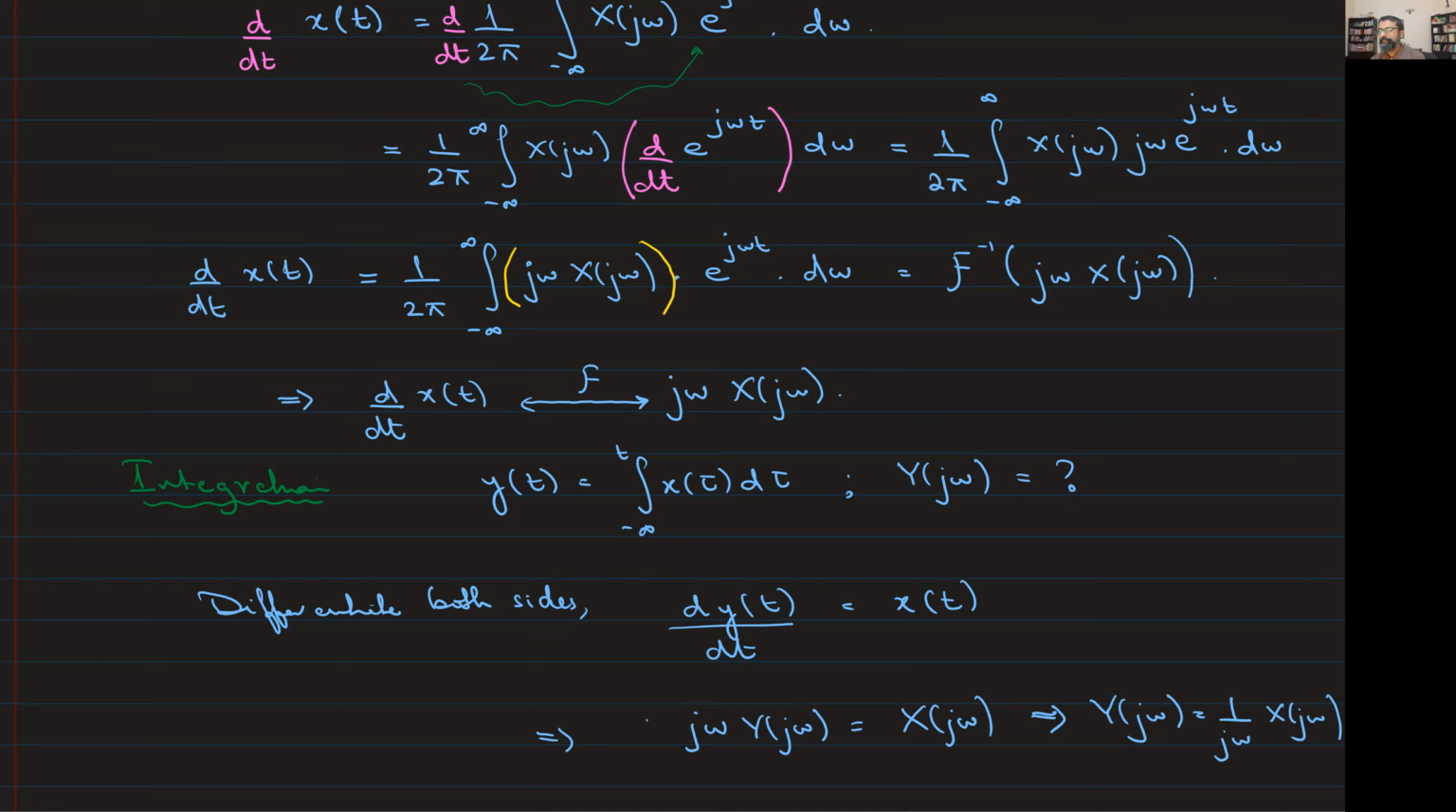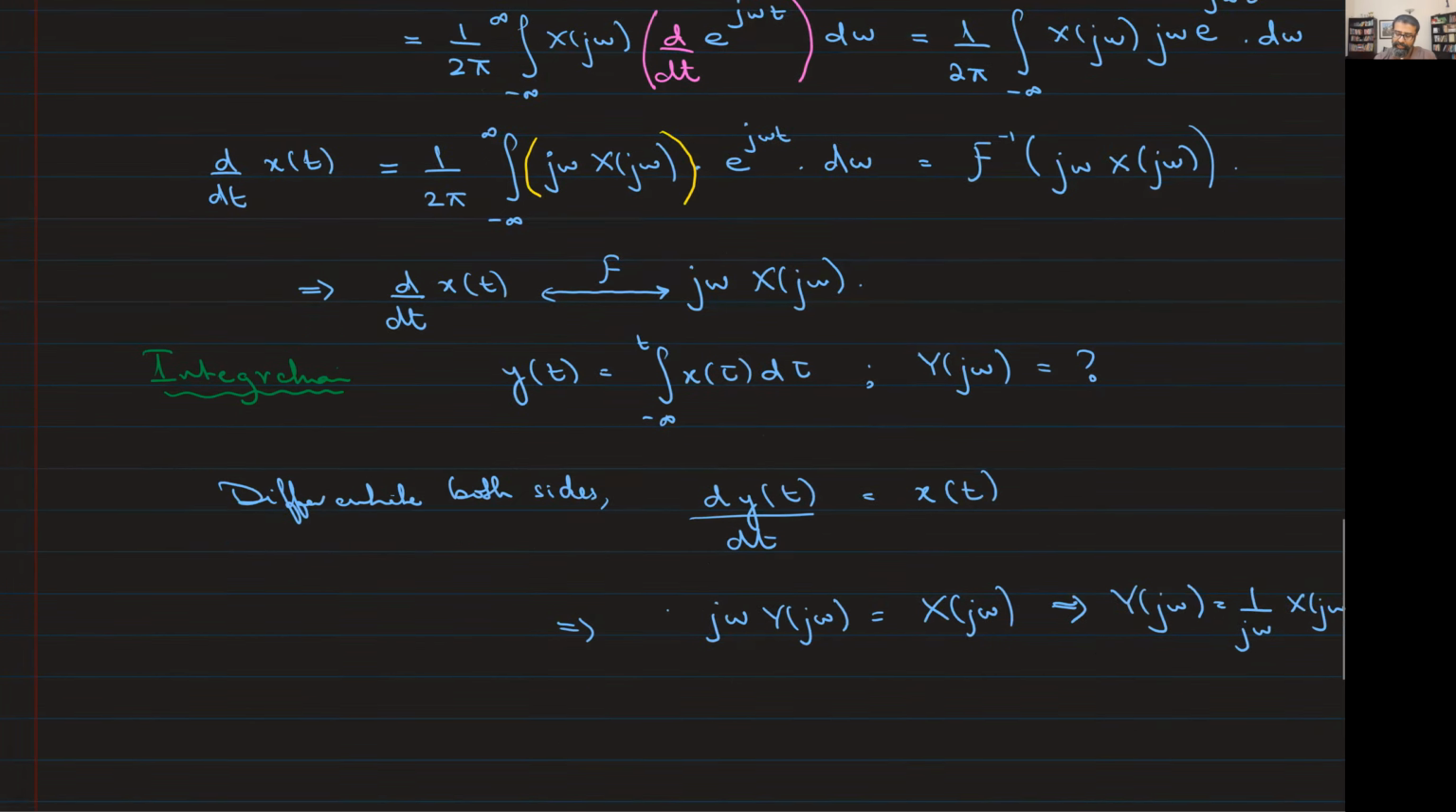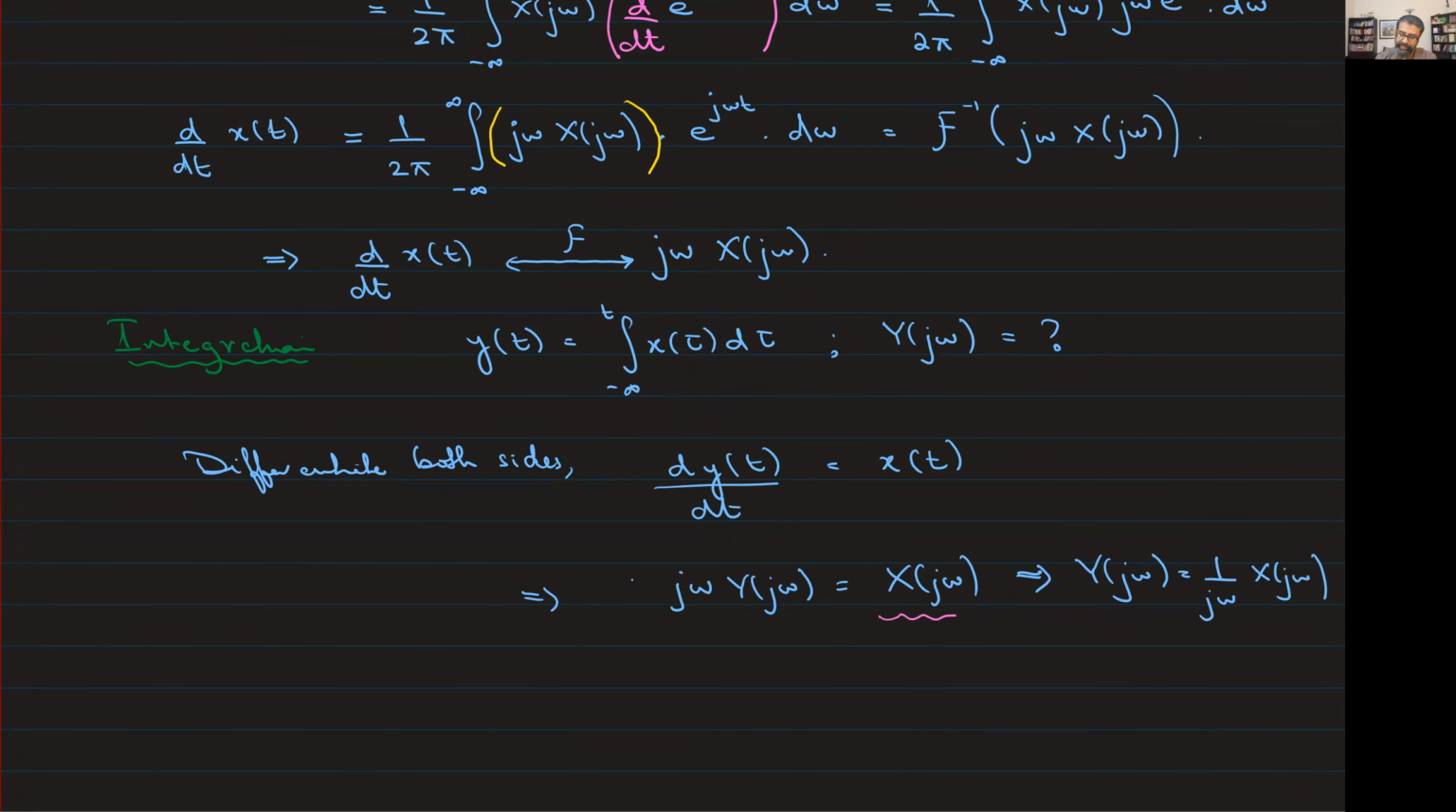Who said that? Sorry, Abdullah. Why, Abdullah? What do you think? Why is that an exception? The denominator will become 0, so it will go to infinity. Right, that's one way to think about this. I would think about it another way: X of j omega is equal to j omega times Y of j omega. That means X of j omega evaluated at omega equals 0 is 0. So the value of Y at omega equals 0 you will not be able to extract in any case.